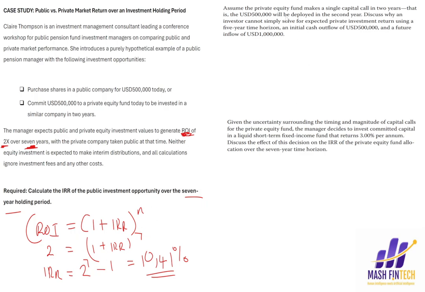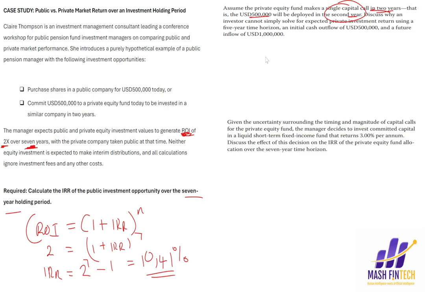Assume the private equity fund makes a single capital call in 2 years. So in 2 years, there's a single capital call that is 500,000 US dollars, and this will be deployed in the second year. So the call is made in 2 years, but it's deployed in the second year. Discuss why an investor cannot simply solve for the expected private investment return using the 5-year time horizon. An initial cash outflow of 500,000 and a future inflow of 1 million. All right. So I guess you understand what is going on here.